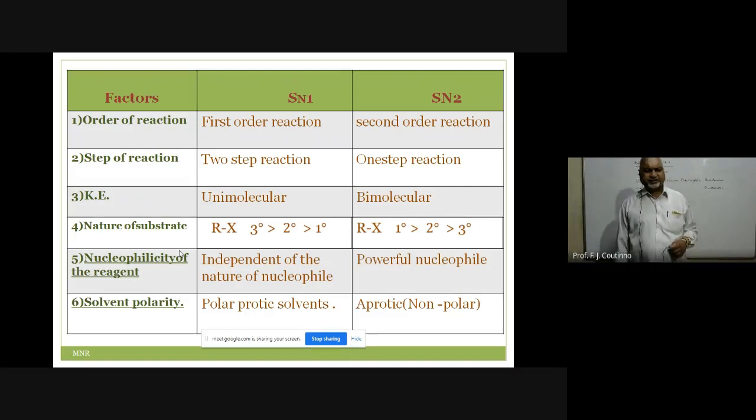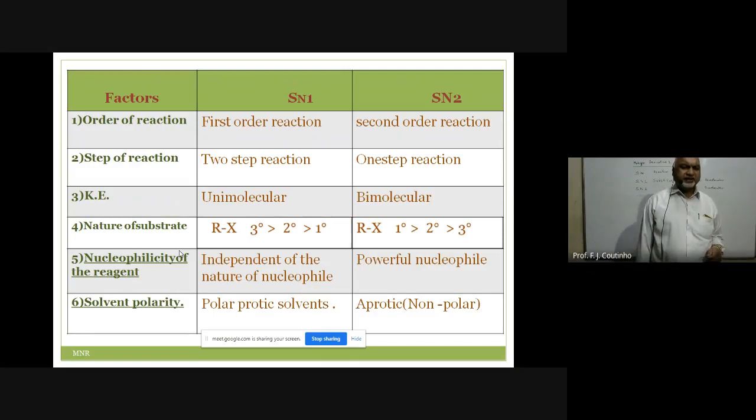Nature of the substrate. Here we have seen the nature of the substrate, it is RX. What is RX? In case of SN1, it is tertiary. So tertiary is faster than secondary, and secondary is faster than primary. But in case of SN2, primary is faster than secondary, and secondary is faster than tertiary. So it is exactly the opposite, the reverse nature of the substrate if you compare SN1 and SN2.